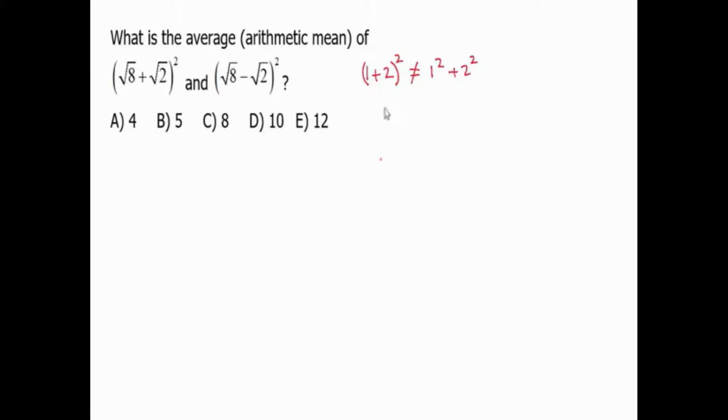As a general rule, a plus or minus b whole squared is not equal to a squared plus or minus b squared. But if you have a times b, ab, and the square of that, this is always equal to a squared times b squared. So if the quantities are multiplied together, the square can be applied on each one of them, but not with addition or subtraction.